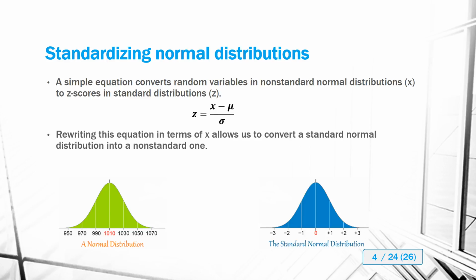Now, we can also rewrite this equation so that if we want to go the other way and have a standard normal distribution that then converts to a non-standard normal distribution, we can go the other way as well. We just rewrite the equation you've seen above in terms of x. This gives us x equals mu plus z sigma. So if we want to go from a normal distribution to a standard normal distribution, we use the z formula, z equals x minus mu over sigma. If we want to go back the other way, we use the conversion formula, x equals mu plus z sigma.